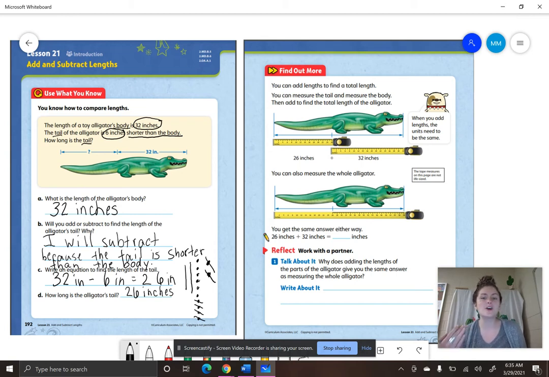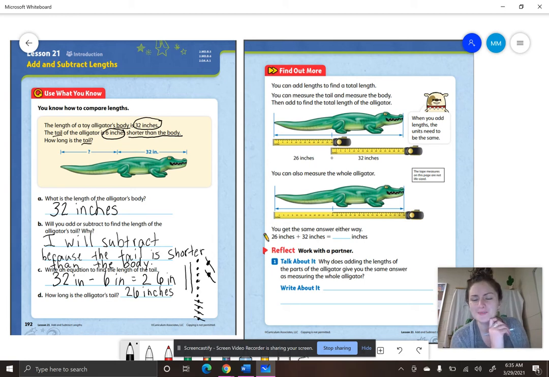It says that you could also measure the whole alligator. So we could start at the 0 with the left end of the alligator and measure the entire length. But here's what we're going to do. We can find that answer either way. So let's go ahead and add 26 plus 32 inches.